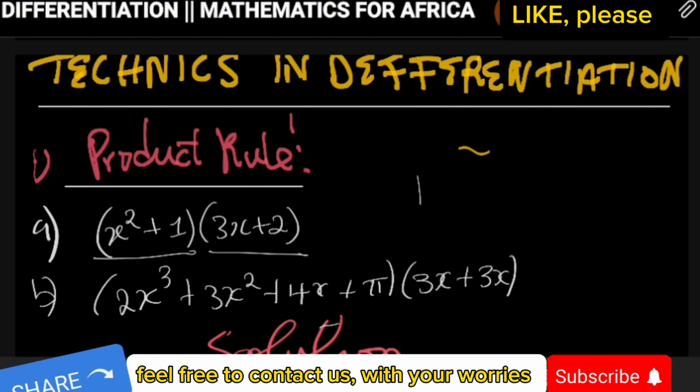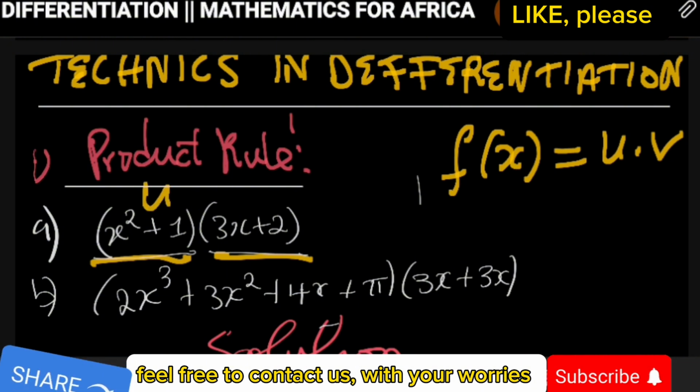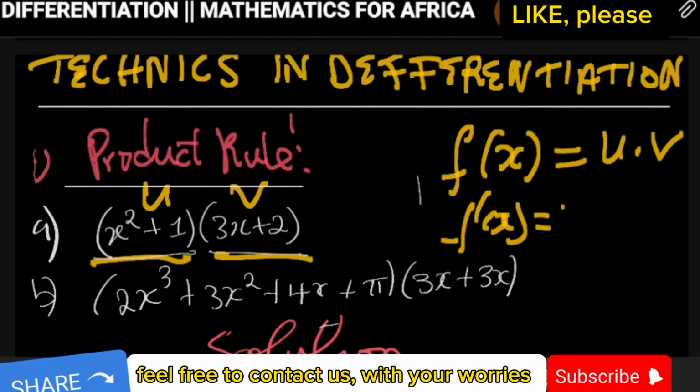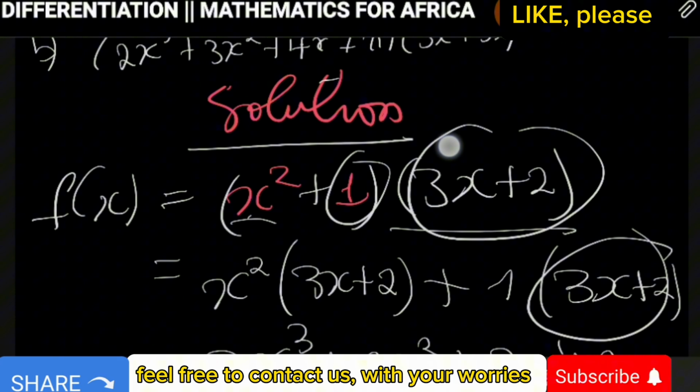It states that if you have f of x in the form of u times v, that is two functions that are multiplied, just like 3x squared plus 1 multiplied by 3x, so this one can be our u, this one can be our v, then our f prime of x will be equal to u prime v plus v prime u. That is, we should not go and first open the bracket before finding the derivative, like what I did here.